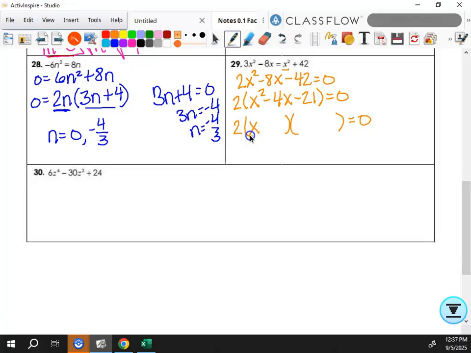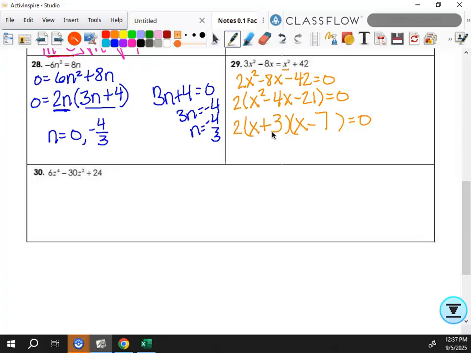I have x and x. 21 is negative, so the signs are opposite. And then I need 2 numbers that multiply to give me 21 and subtract to give me negative 4. 7 and 3. Good. And which one is negative? The 7. So 7 here and 3 here.